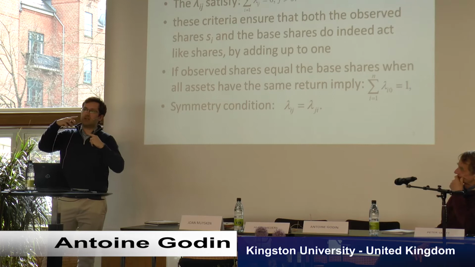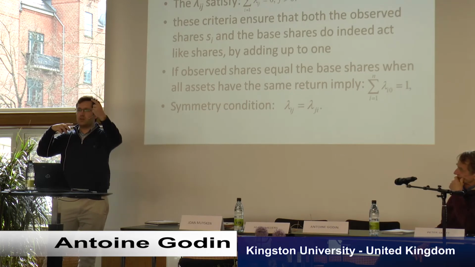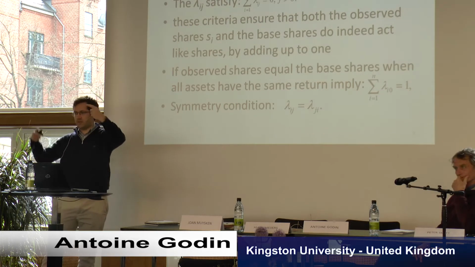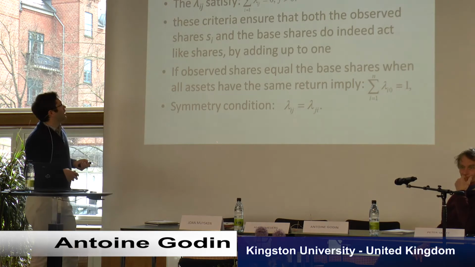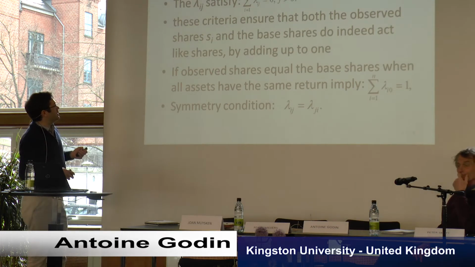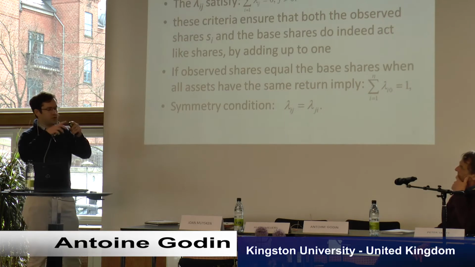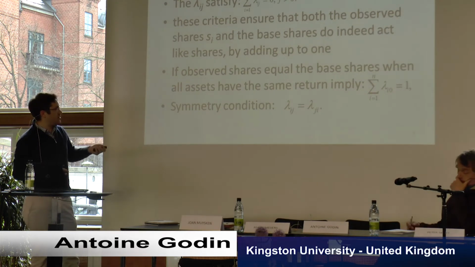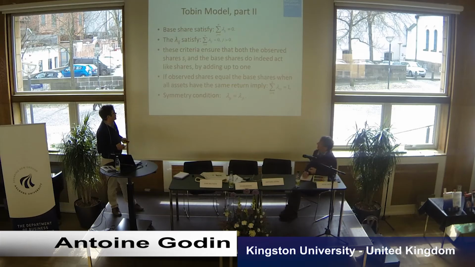And the idea is that you can gain as much by increasing the own return rate of an asset as by having the other return rates decrease. So it should be symmetrical in that aspect. And often you can add a symmetry condition where you just assume that lambda ij is equal to lambda ji. But that's not necessary. That's something we add often, but that doesn't have to be the case.